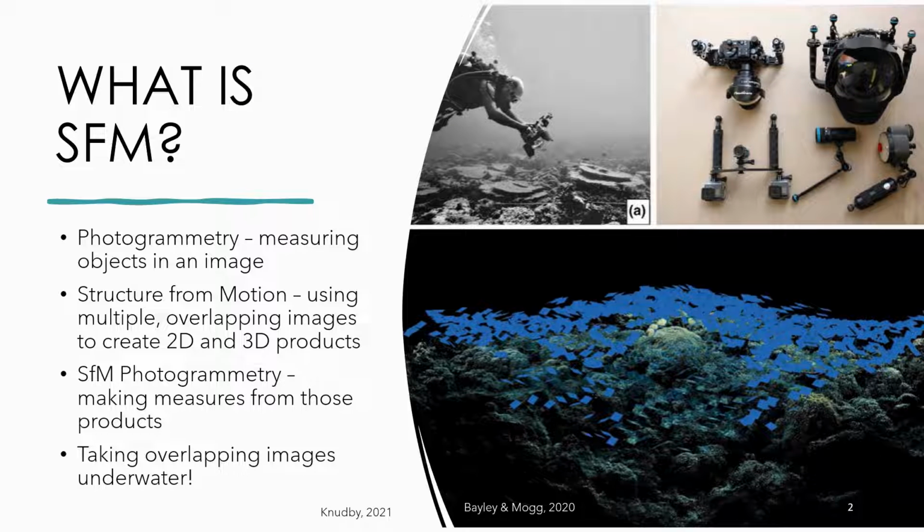First, let's talk about a few common terms that are used interchangeably in the field of SFM that can cause some confusion. Photogrammetry is simply the act of taking measurements from photos. This can be done in a single scaled image or with multiple images. Structure from motion is using multiple overlapping images to create 2D and 3D products. SFM photogrammetry is the combination of the two, or the use of 2D and 3D products built from overlapping imagery to make measurements. These terms are commonly used interchangeably in the field to talk about the use of SFM products to quantify and measure landscapes.